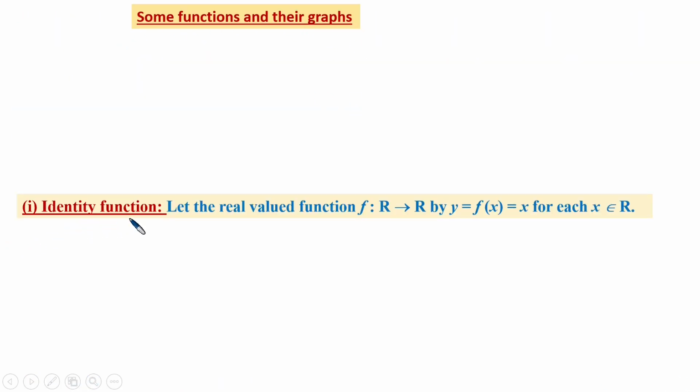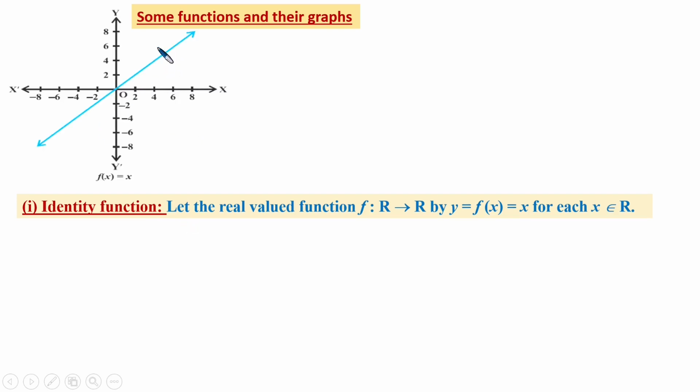So we have an identity function. Identity function means if you plot xy, this is the xy plot and x is equal to y. So here I have written: let the real valued function f such that R goes to R by y equal to f of x is equal to x. So here y is equal to x for each x belonging to R. So this is your identity function.